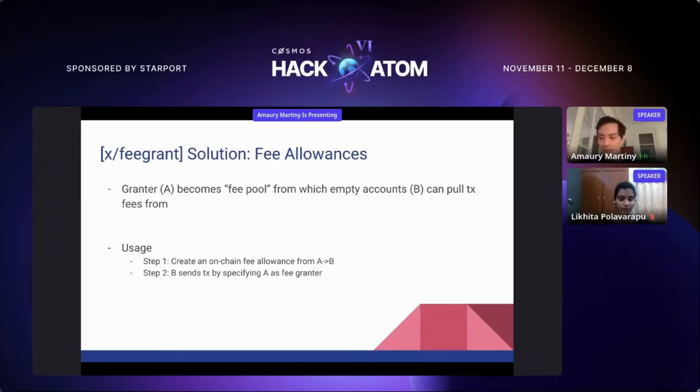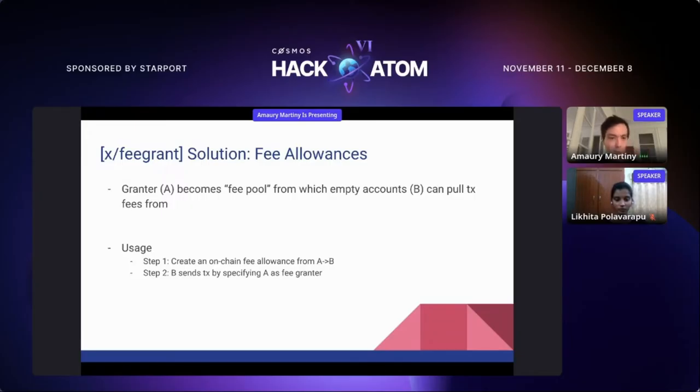Concretely on chain, it happens in two steps. The first step would be that the grantor A will create a fee allowance from A to B, saying, "All right, I allow account B to use fees on my behalf." And step two, whenever B sends a TX, B needs to specify that A is going to pay for all the fees of the TX.